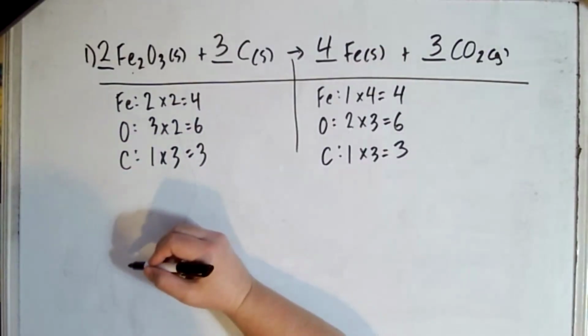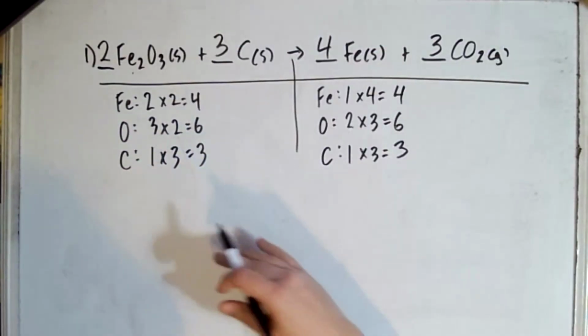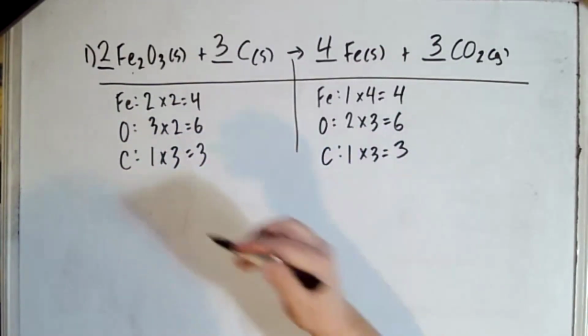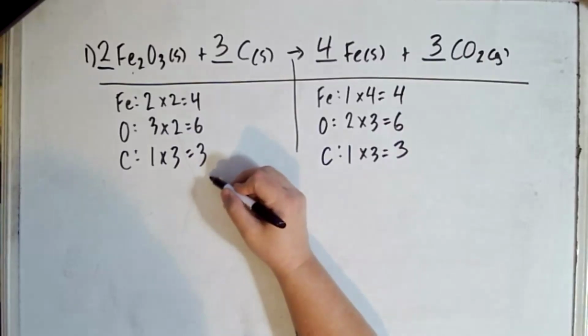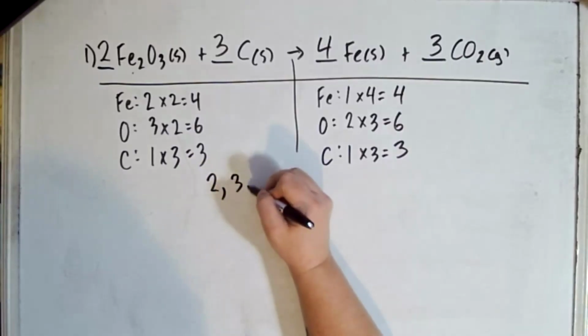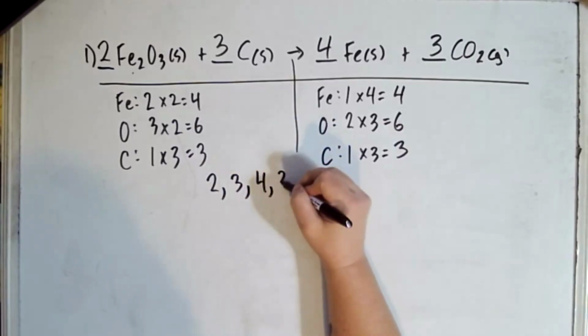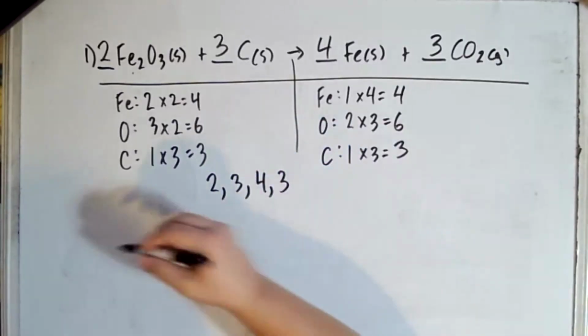So my coefficients for that reaction, if you were looking at this on the multiple choice, they might list the correct answer as 2, 3, 4, 3. And that would be our correct coefficients there.